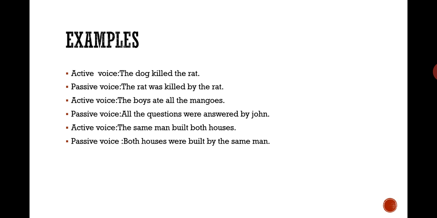Let's move on again. I did detect a mistake there. The same man built both houses. Both houses were built by the same man. We have omitted one passive voice. The active sentence we omitted here is: the boy ate all the mangoes. The mangoes were eaten by the boy. The man built both houses. Both houses were built by the same man, or by the man.